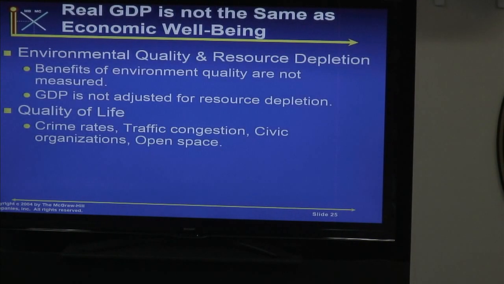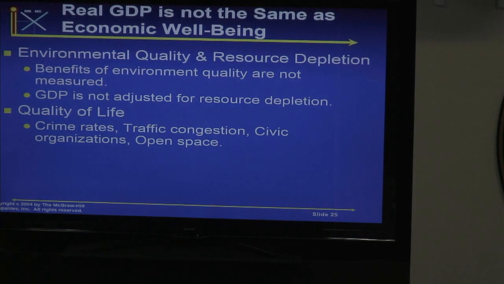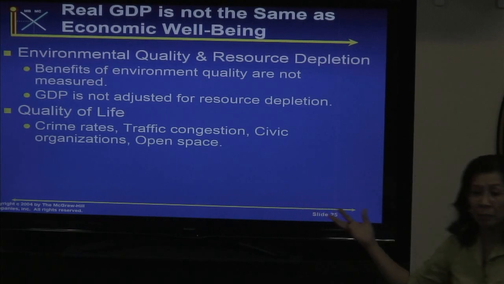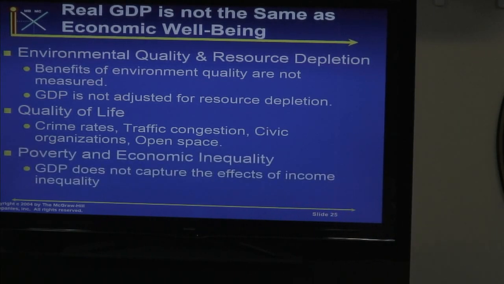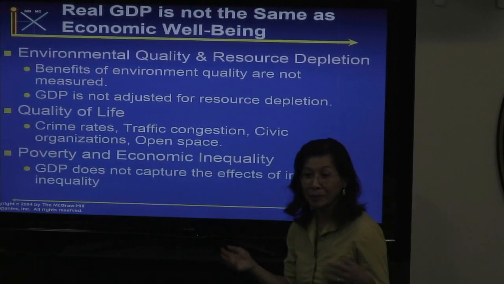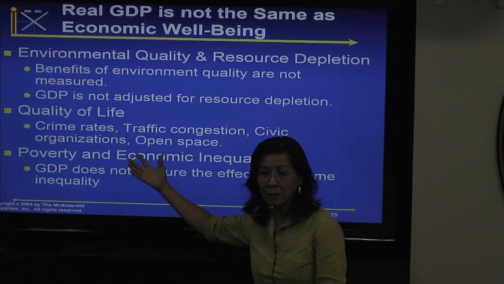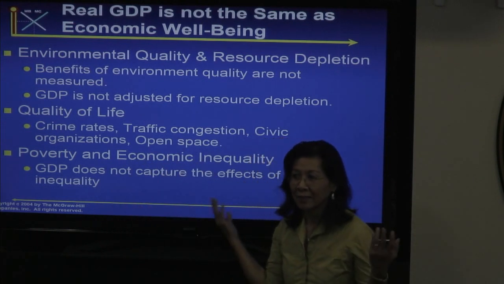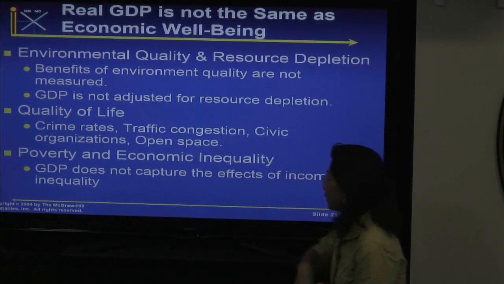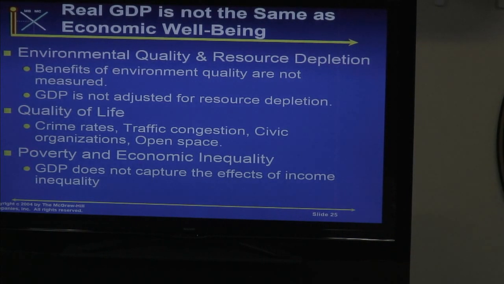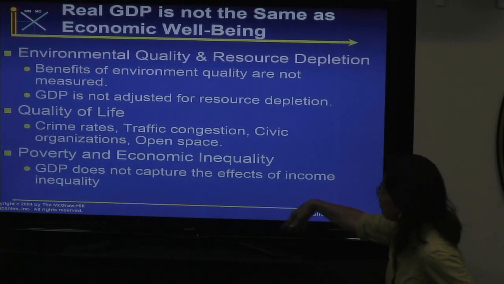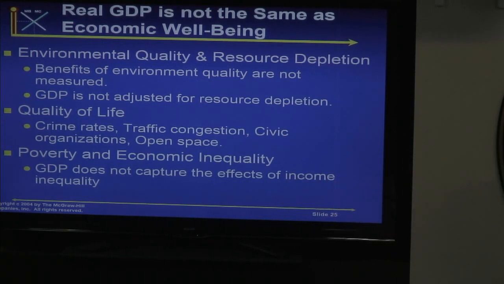What do you think? Okay, environmental quality and resource depletion. That's also not being captured, and we think it should be. In North Carolina, you have a lot of open space. In this county, you have a lot of farmland, but in New York City, you won't get it. So what if the GDP is higher, but they have a lot of traffic congestion and a high crime rate? Although Robeson County has one of the highest crime rates in North Carolina too. And lastly, GDP does not capture the effects of income inequality.